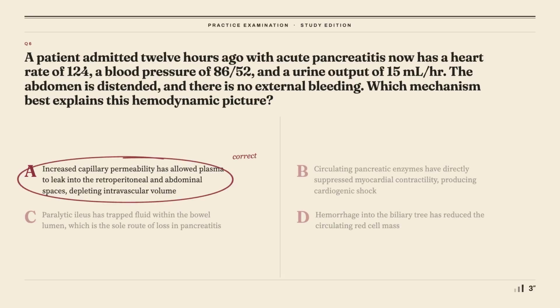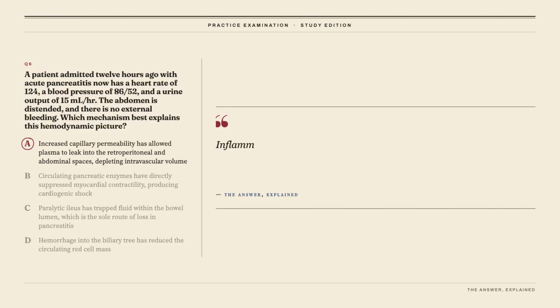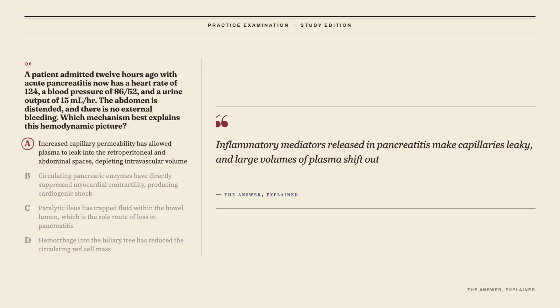The correct answer is A. Increased capillary permeability has allowed plasma to leak into the retroperitoneal and abdominal spaces, depleting intravascular volume. A is correct because inflammatory mediators released in pancreatitis make capillaries leaky, and large volumes of plasma shift out of the vasculature into the retroperitoneum and peritoneal cavity. This third spacing produces profound intravascular depletion, even though total body water has not left the patient. Tachycardia, hypotension, and oliguria are the predictable result.